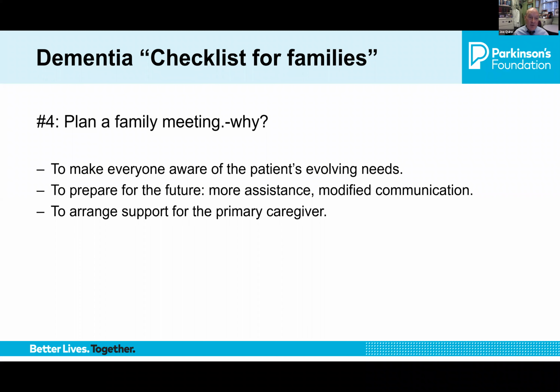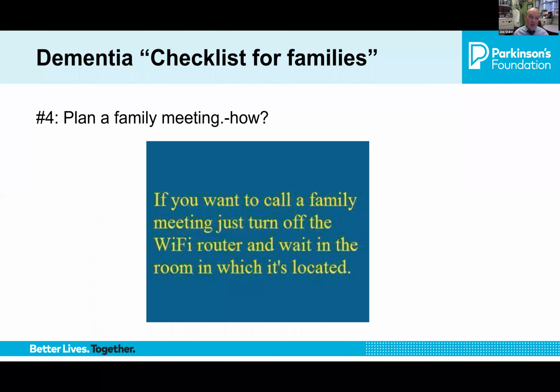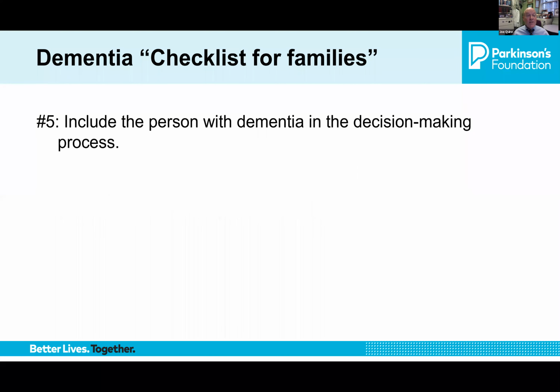Arranging a family meeting is always challenging, and I found this next recommendation on the web recently. It says you can call a family meeting by turning off the Wi-Fi router and waiting in the room where it's located, and everyone will show up very quickly, and you'll be able to proceed. So that's number 4. Number 5.